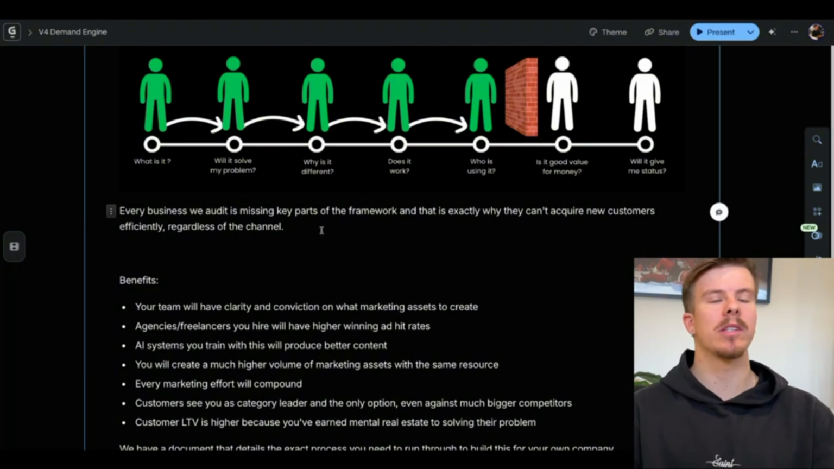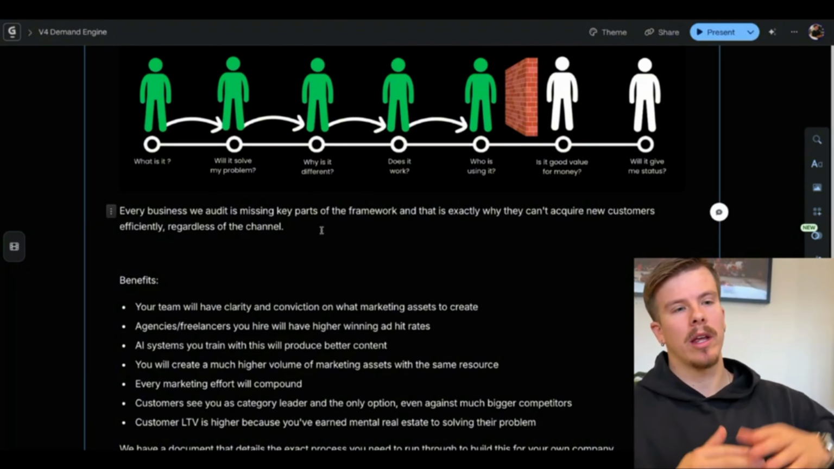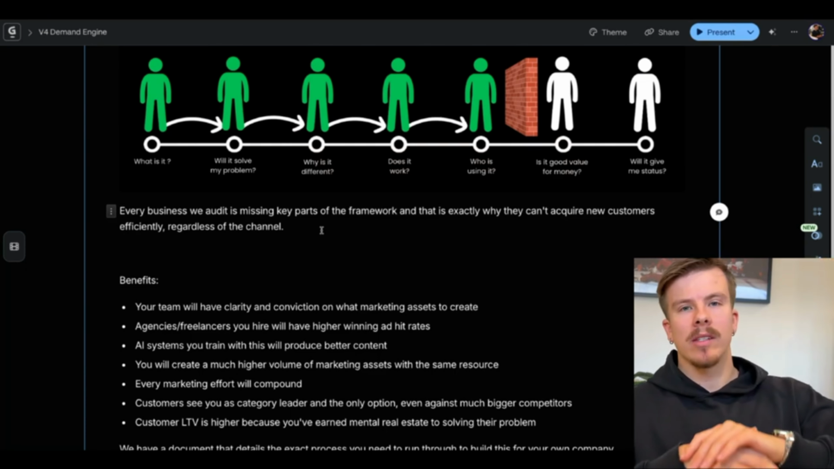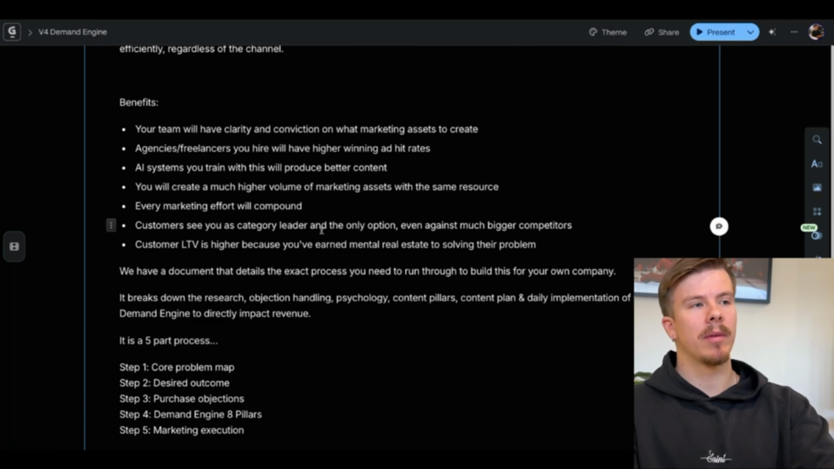Every time I audit a business, I jump in, have a look at their customer journey. What's the creative? What's the message you're sending to the market? And there's a very, very high chance that you're missing some of these.